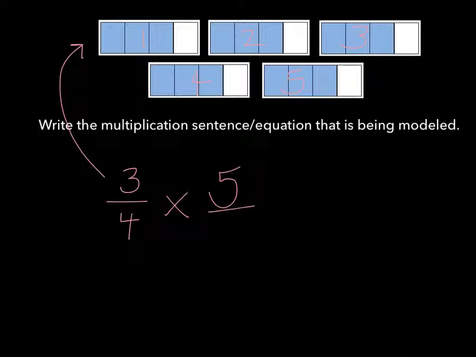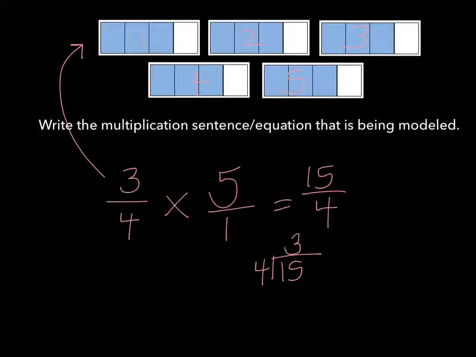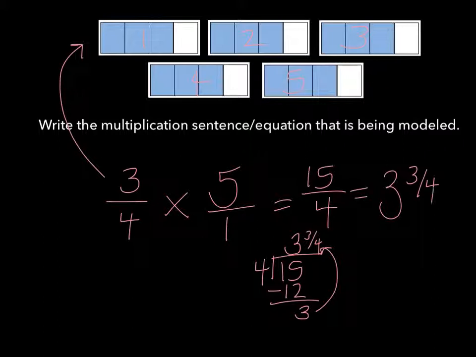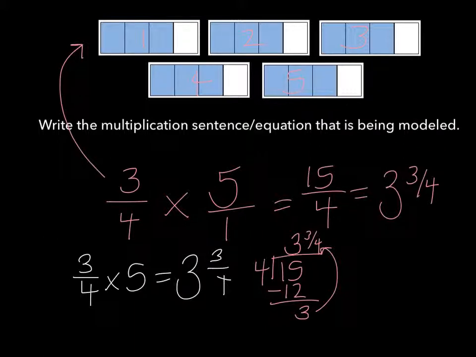And in order to solve it, I would put a 1 under my whole number. 3 times 5 is 15. 4 times 1 is 4. And that is an improper fraction. 4 goes into 15 3 times, and 3 times 4 is 12, with 3 left over. The remainder becomes my numerator, and 4 is the denominator. So, to write my final equation, I would say that 3/4 times 5 equals 3 3/4.